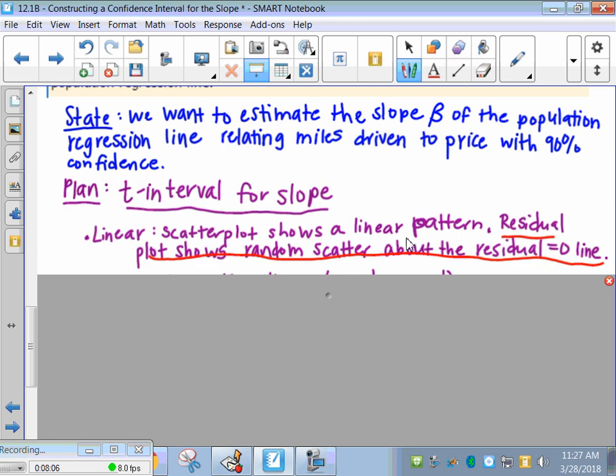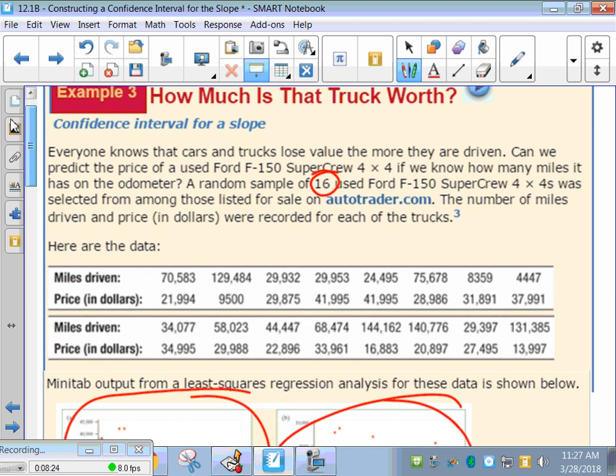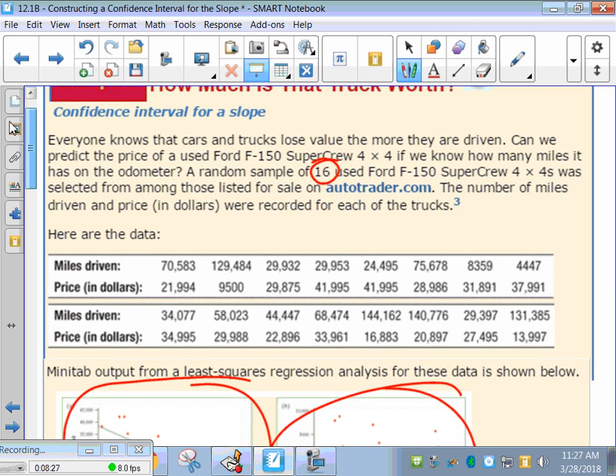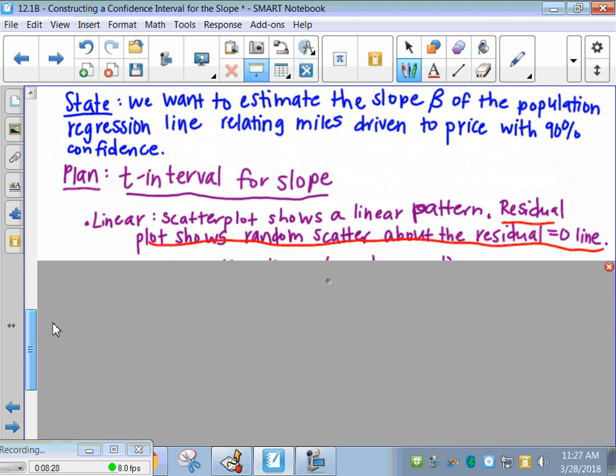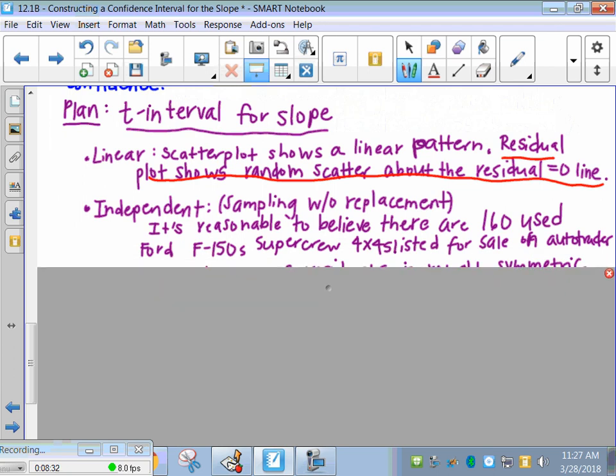All right, and I in LINER is independent. So did we sample with replacement or without replacement? And then we do the 10% rule. So when we're picking out a truck, we're not replacing it into the data. So we need to check the 10% rule. We've got 16 trucks, which means we need at least 160 trucks in the population. So we can assume that there's 160 trucks listed on autotrader.com.